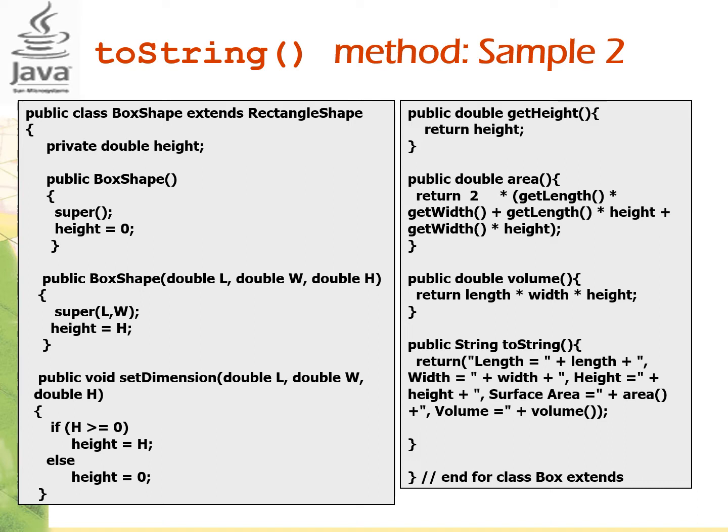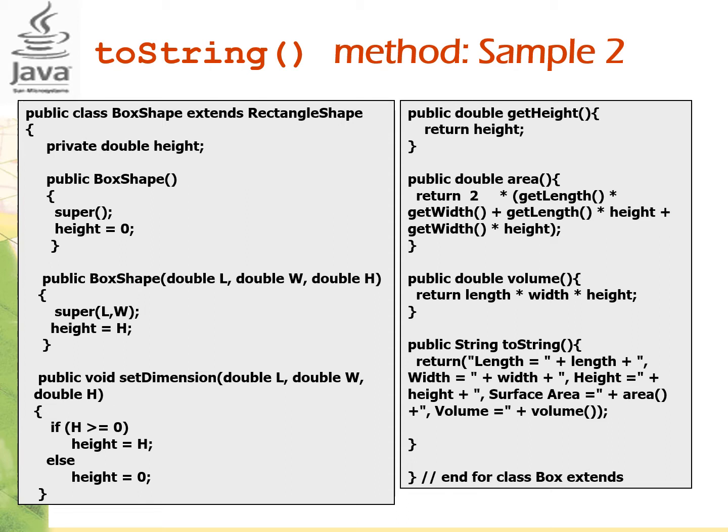It has an additional attribute because it has height. This is more like setting the height and setting the dimension. It gives the height value to height. And then there's a get method for height, and then there's a new variable for area.